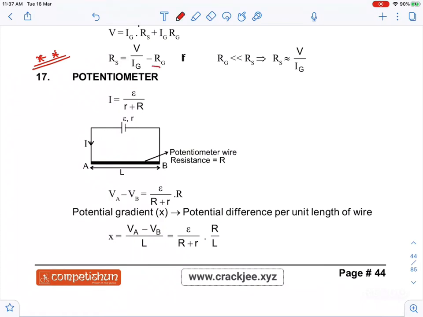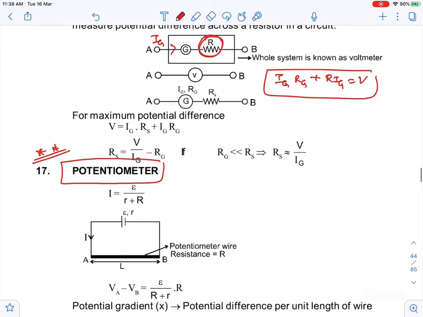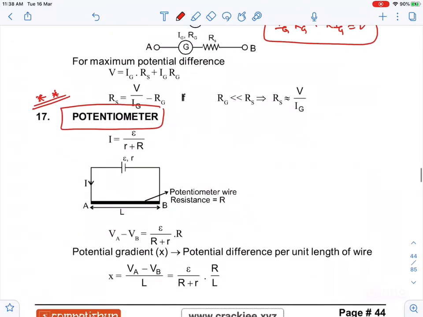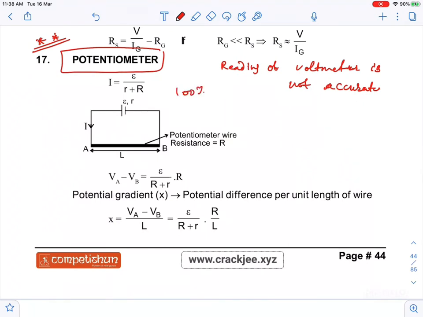Now how this galvanometer works, why the potentiometer is used, and how this potentiometer works, we will understand here. Since the voltmeter, which is actually a galvanometer made into a voltmeter, has some resistance, because of this the reading of the voltmeter is not 100% accurate. So this accuracy you can make up to 100% with the help of this potentiometer.